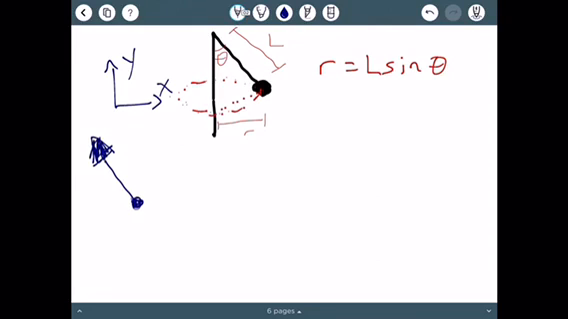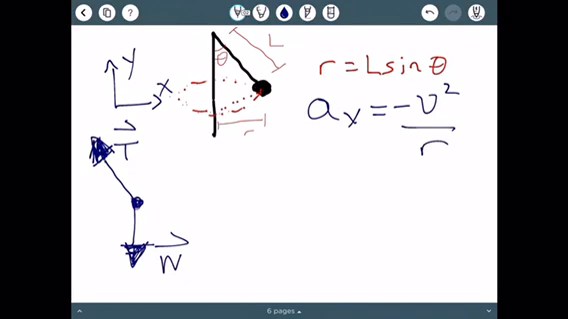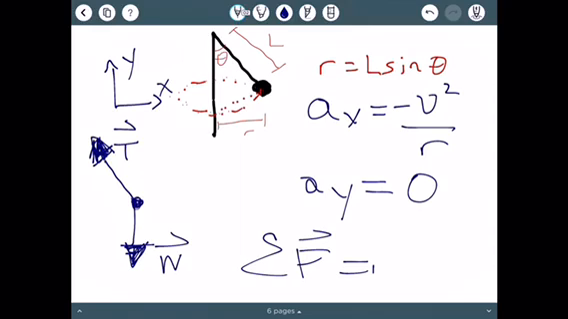And we'll make an angle with the X, with the negative X. And the weight will be straight down. We know that the acceleration in the Y is 0 because the height is not changing, and we know that the acceleration is going to be towards the center of the circular path, and the magnitude will be v squared over r.